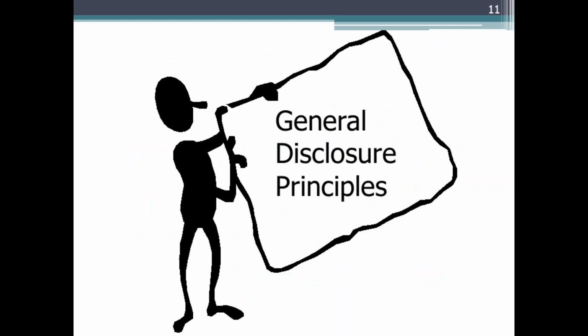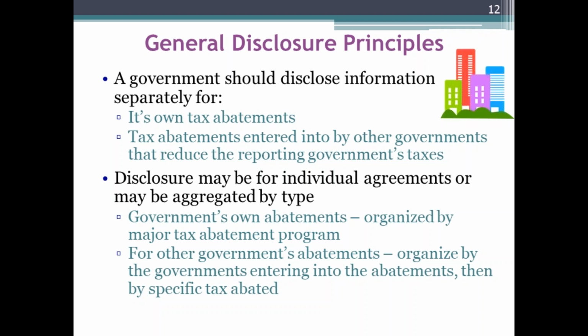So, general disclosure requirements. As I said, this is a disclosure standard, so it's the note disclosures that we're concerned with. I'll go over some general principles and then some specific things that you have to make sure you're including in your note disclosures. First of all, the standard says that a government has to disclose information separately for its own tax abatements. So if it's a city or county that had a tax abatement, they have to disclose information for that, plus any tax abatements entered into by other governments that reduce the reporting government's taxes.